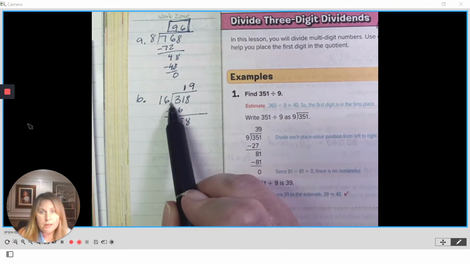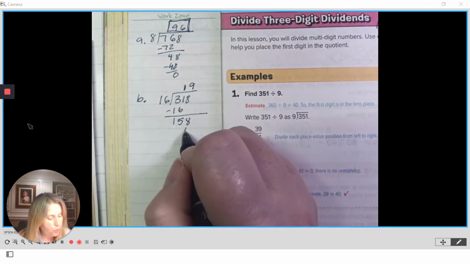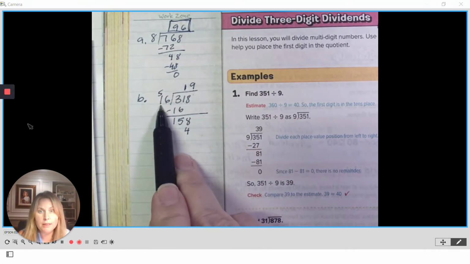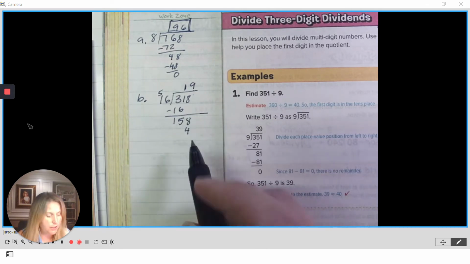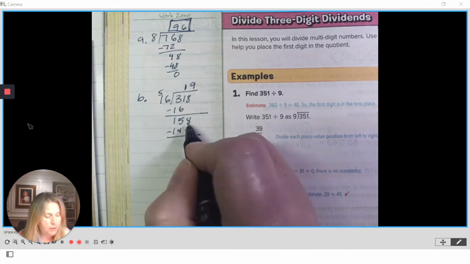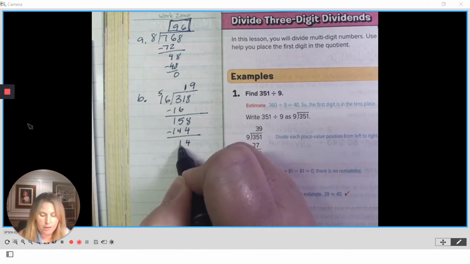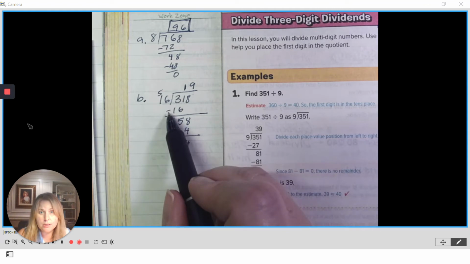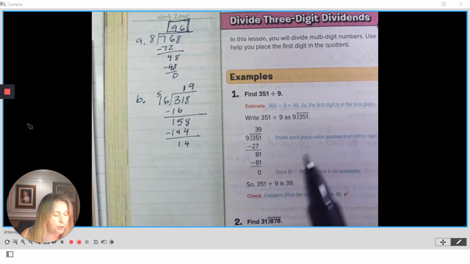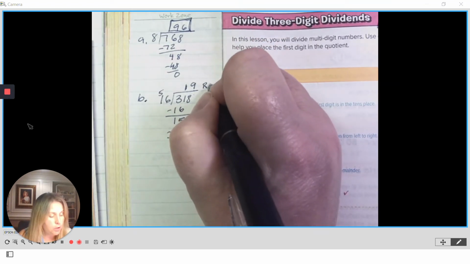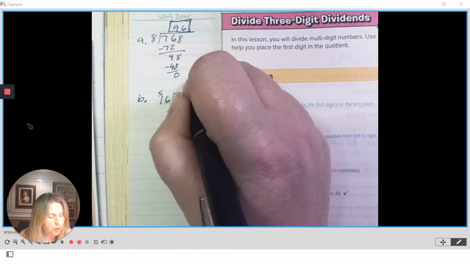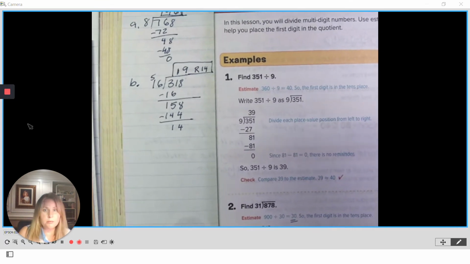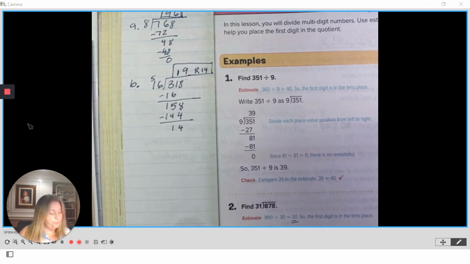9 times 6 is 54. Write the 4. Carry the 5. 9 times 1 is 9. Plus the 5 we carried is 14. Okay, so then we subtract. We get 4 and 1. So we have a remainder of 14. 14 is less than our divisor, 16, so that's an acceptable remainder. So our answer is 19, remainder 14. And we always box our answer. And that was pretty close to our estimate of 20.